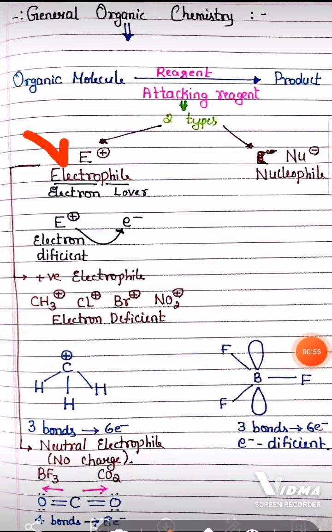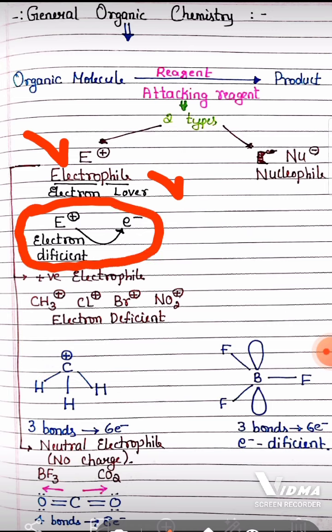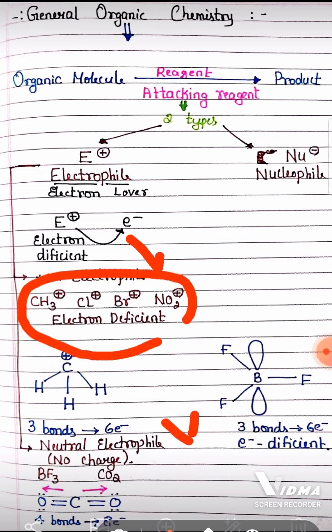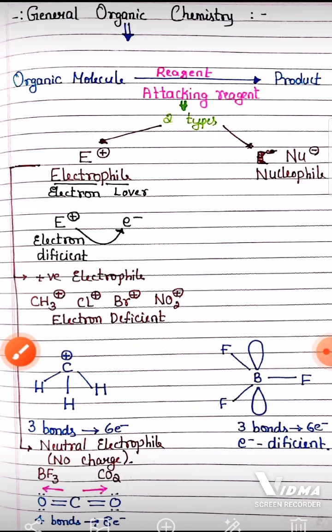First we will start with electrophile, which means electron lover. Electro means electron, phile means lover. Also we can say they are electron deficient species. Electron deficient species are called electrophiles. There are two types of electrophiles, positive and neutral electrophiles. Positive electrophiles, you can see examples here. These are all examples of positive electrophiles.